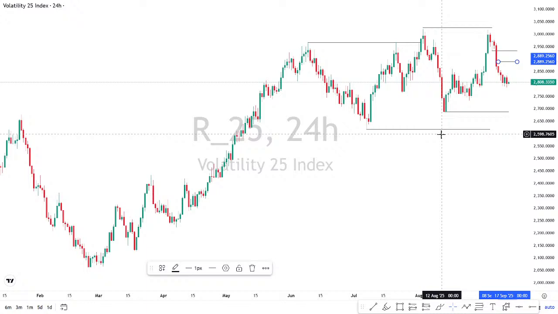Today, being Saturday, is still going to be dedicated to making analysis on synthetic indices. So drop assets for synthetic indices.